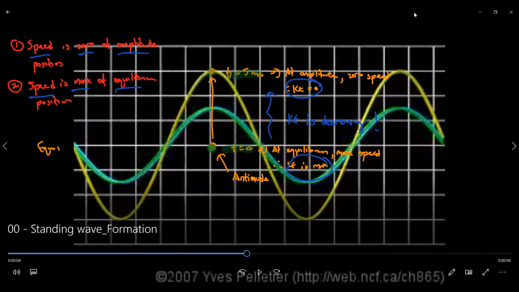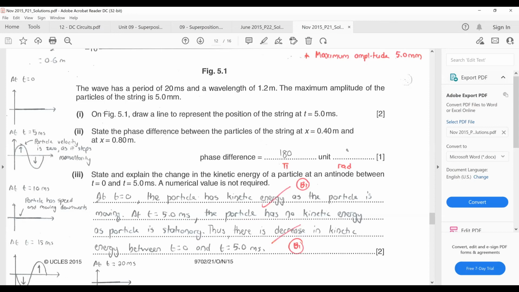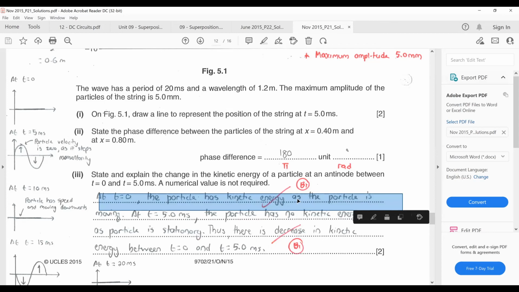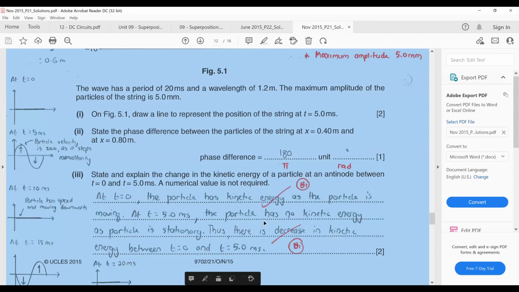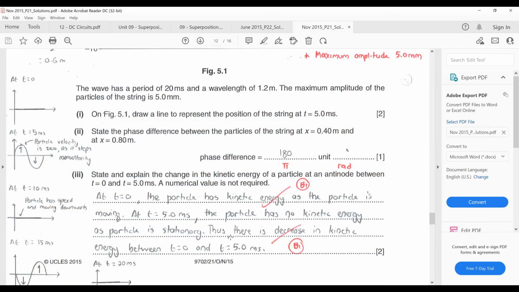So let's go back to this one. You should get something like this. Your conclusion is that your KE is decreasing. So you can just say that at t equals 0, the particle has kinetic energy because the particle is moving. They didn't really say maximum kinetic energy here. At t equals 5 milliseconds, the particle has no kinetic energy as the particle is stationary. Thus, there is a decrease in kinetic energy between 0 and 5 milliseconds. So that is the understanding for this particular question.